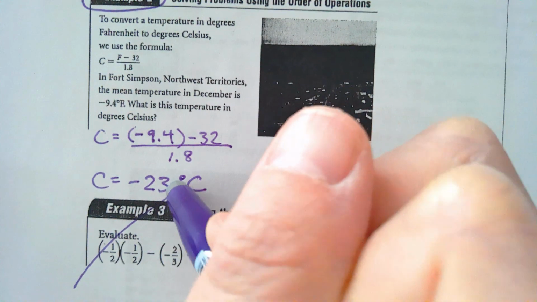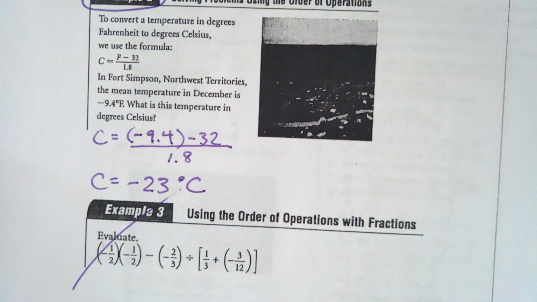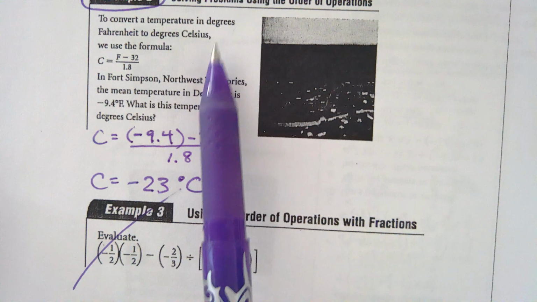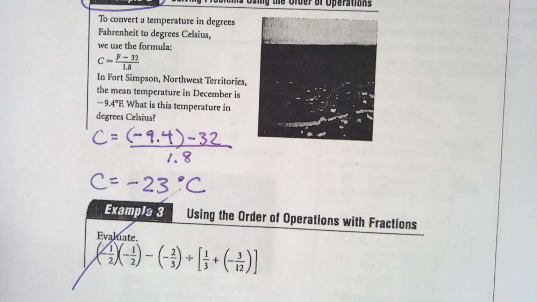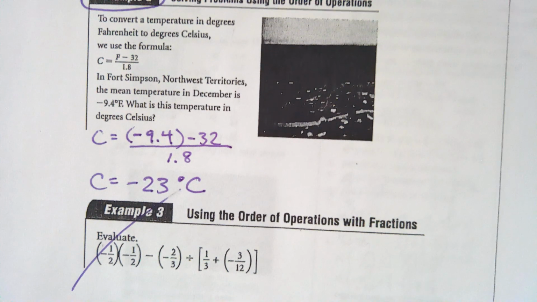Okay. The other thing you could do is put a bracket around this on your calculator. Then it will work. Okay. Don't forget your unit, since this is still a word problem. So it's negative 23 degrees Celsius, which is pretty cold. Okay, so nice and easy with order of operations, with decimals and fractions.